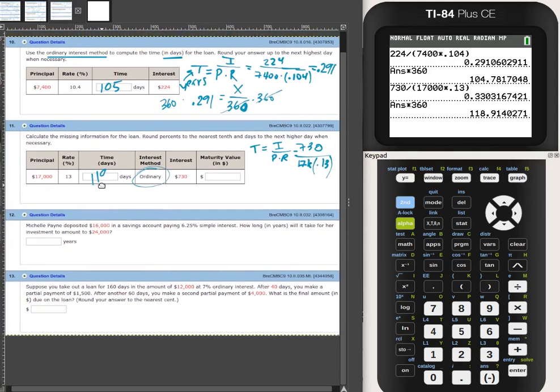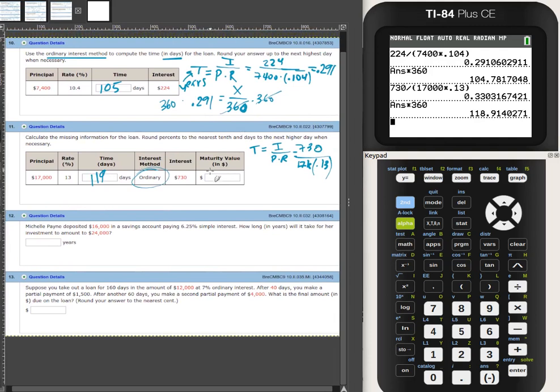And then, of course, the maturity value. Here we have the familiar one: the maturity value is the principal plus the interest. We're already given both of those values. If we add them, principal plus interest, it's going to be $17,730.